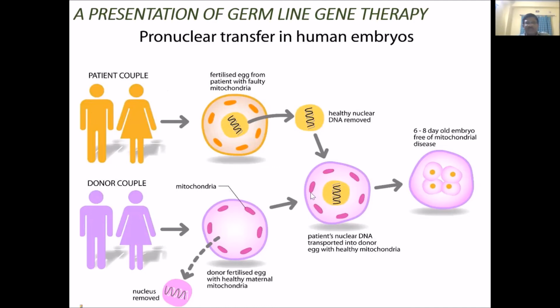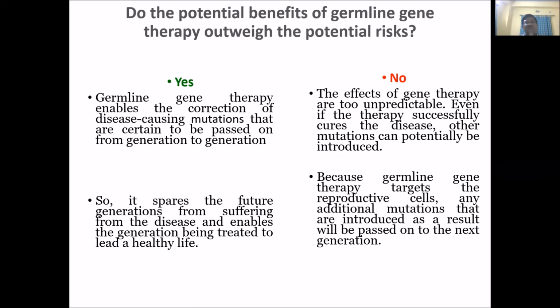And then they are developed in the test tube into a 6 to 8 day old embryo that is free of mitochondrial disease, and then it undergoes in vitro fertilization or implantation, and it develops into a baby who is free from this mitochondrial disease, and his next generation will also be free from all mitochondrial disorders. So it is a permanent solution.